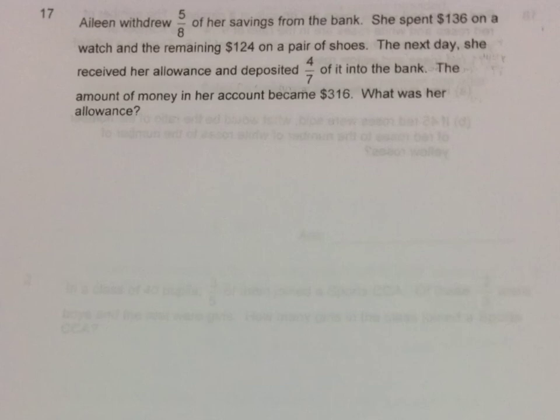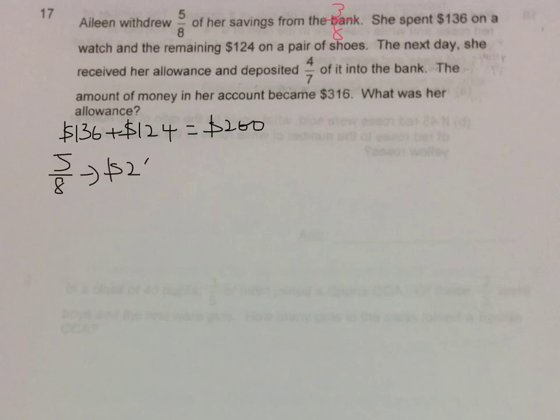Aileen withdrew 5/8 of her savings from the bank. So in her bank, she still should have 3/8 of her money. She spent $136 on a watch and the remaining $124 on a pair of shoes. So 136 plus 124 will give you $260. And we know that 5/8 will be equal to $260. So we find out what is 3/8, and that will be what she's left. 260 divided by 5 times 3 parts, she actually left $156 in the bank.